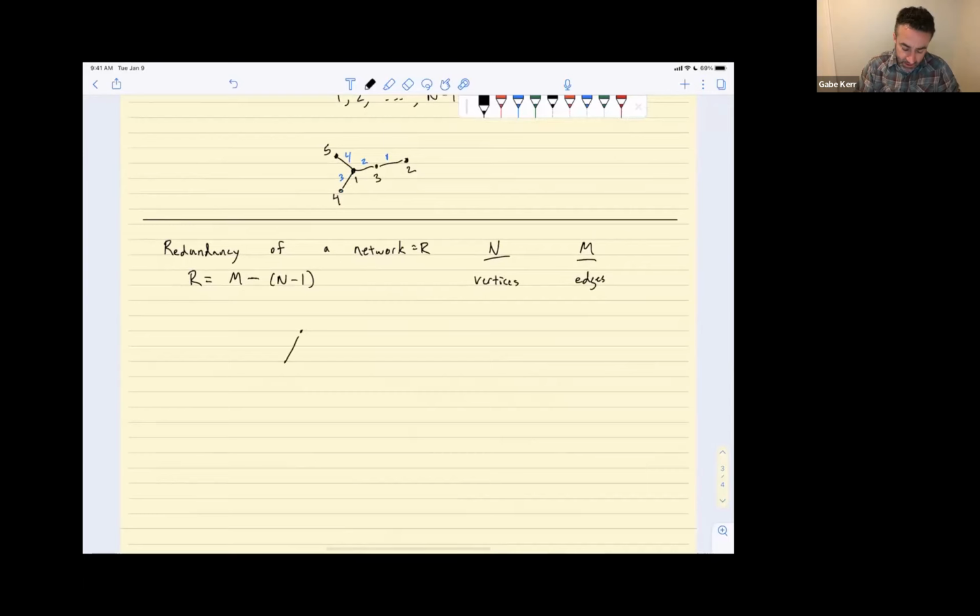Well, let's take a look. Let's say I have a graph like this. This graph has 5 vertices, and let me count how many edges: 1, 2, 3, 4, 5, 6 edges. So the redundancy here is 6 minus (5 minus 1), which is 6 minus 4, which is 2.